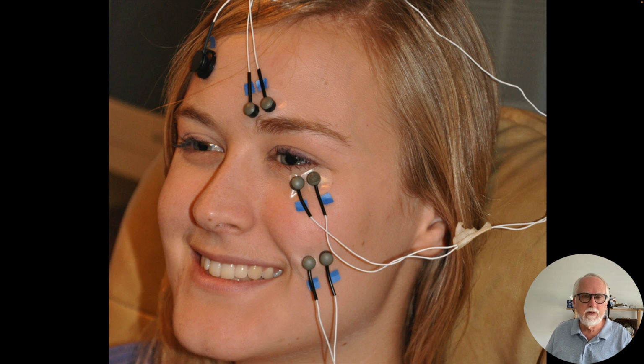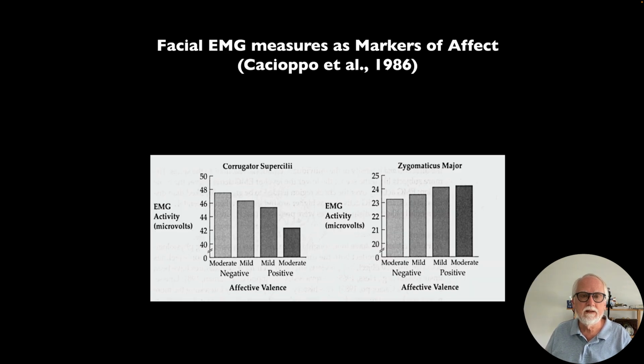So the way that facial EMG has been used by social neuroscientists is as a measure of affective valence, basically how positive or negative a person is feeling. You can see over there on the left, the corrugator is that brow muscle, the one you use to furrow your eyebrows. And you can see when a person looks at moderately negative stimuli, like pictures of a dead animal or garbage, versus something that's moderately positive, like an attractive model, the corrugator activity is the greatest for the moderately negative and the least for the moderately positive.